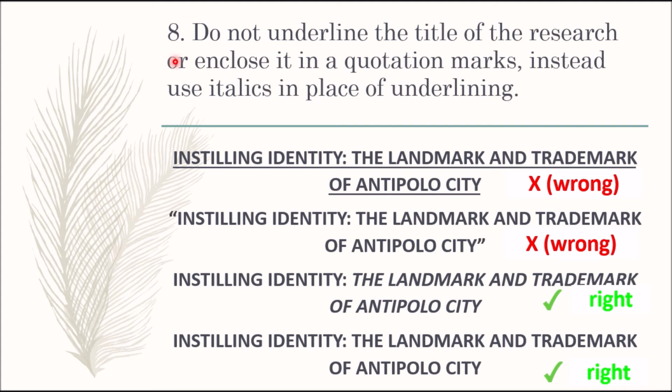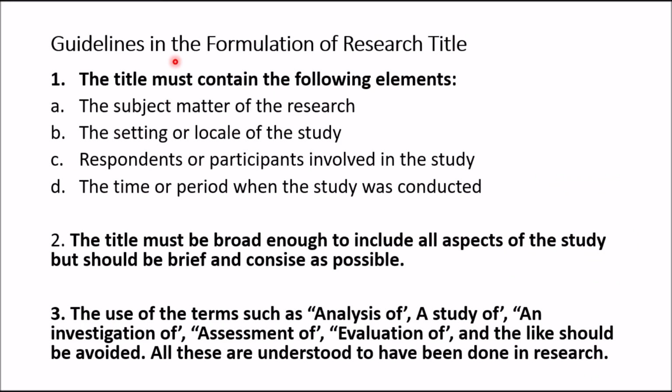So, let us go back to the guidelines in writing a research title, so that it is clearer and you will remember better. Okay. So, number 1, the title must contain the following elements: the subject matter of the research, the setting or locale of the study, the respondents or participants involved in the study, and the time or period when the study was conducted. Number 2, the title must be broad enough to include all aspects of the study, but should be as brief and concise as possible.